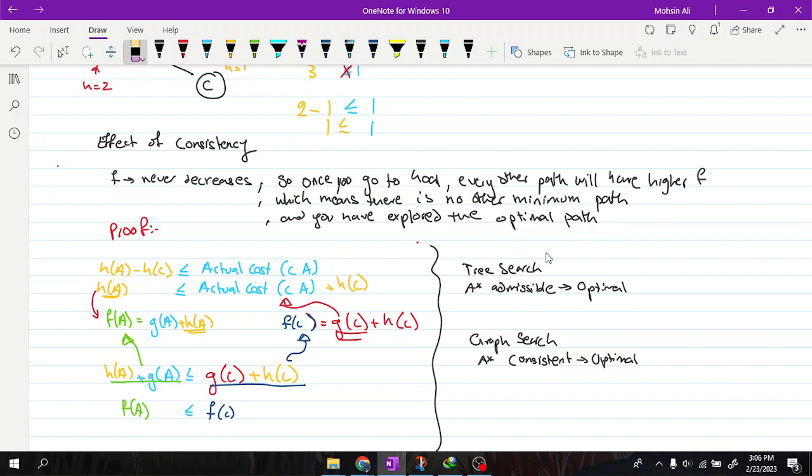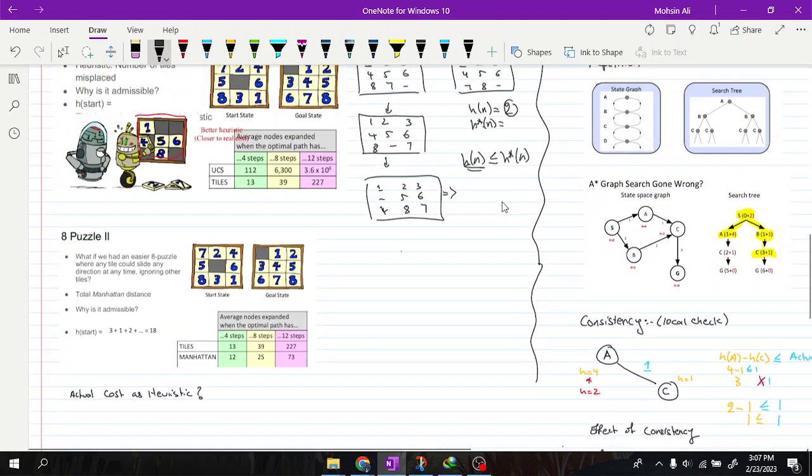So whenever we're talking about tree searches, we're saying that A star is admissible. If A star is admissible, it will be optimal, but that's not the case in graph searches. And in that case, you would want to have consistency. And if you have both admissibility and consistency, then you would always have an optimal path for A star. And admissibility and consistency, one applies to the other. So that was all for informed searches.